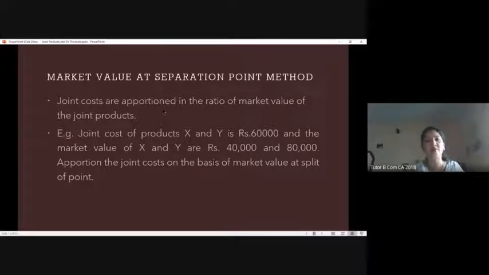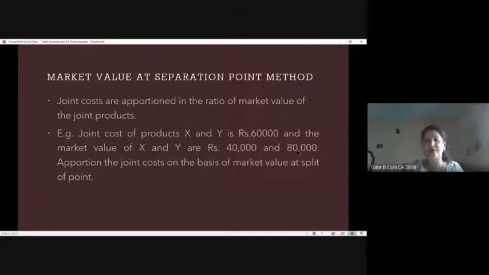And there is one example we will look at. It is very simple. In this example, there are two joint products, X and Y. The joint cost of these is 60,000, and the market value of X is 40,000 and Y is 80,000 respectively. Now we are asked to apportion the joint cost on the basis of market value at separation point. So the ratio of apportionment here would be 40:80, or as I say 1:2 if we minimize it.